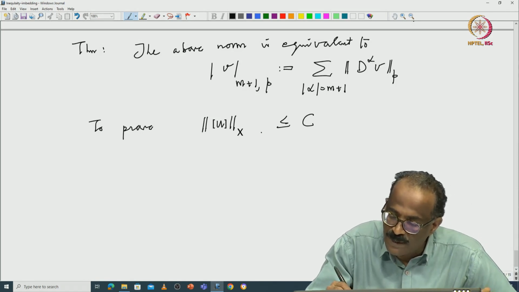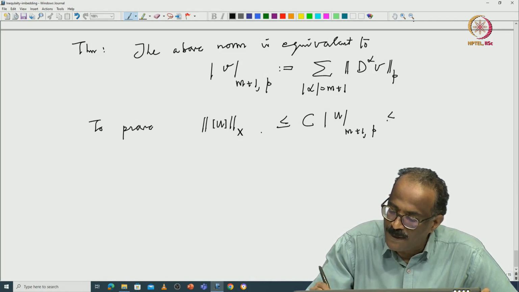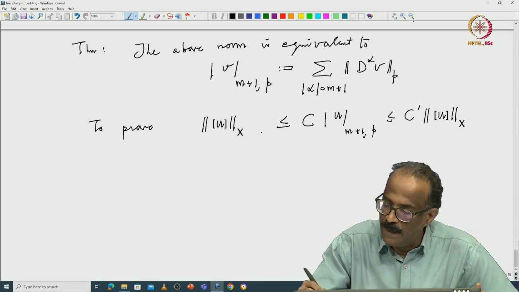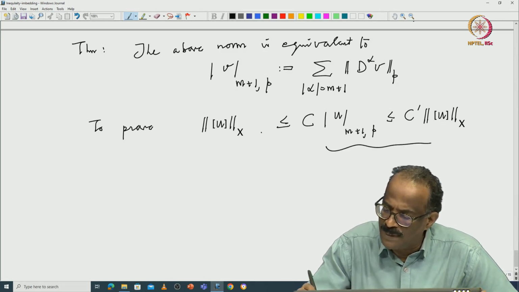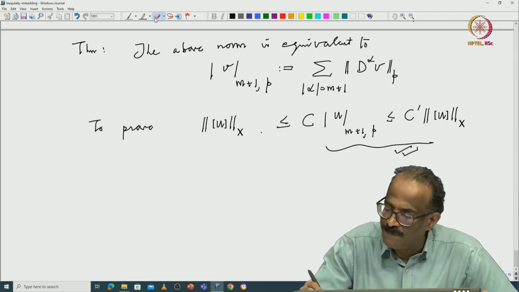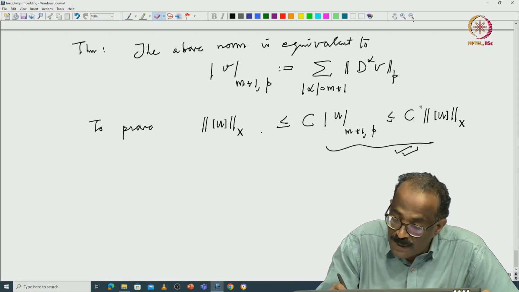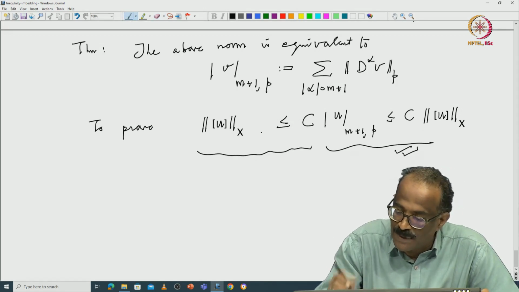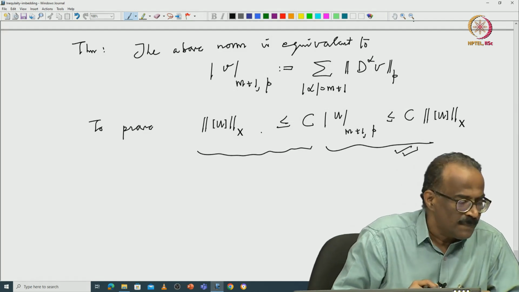A constant times the norm of v at m plus 1, p, and then some constant prime times the norm of v at m plus 1, p. Okay. And this part is obvious, because this is a bigger term, so it comes with the same constant, that is not a problem. But this portion, so you see all your other derivatives can be estimated by that.